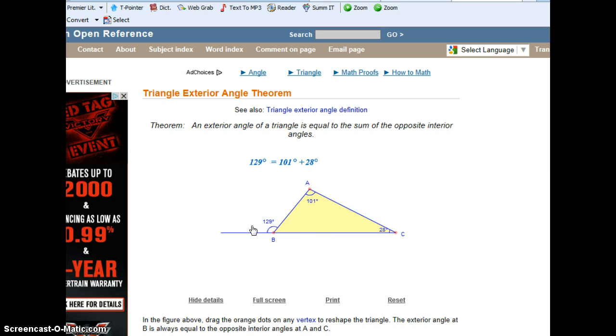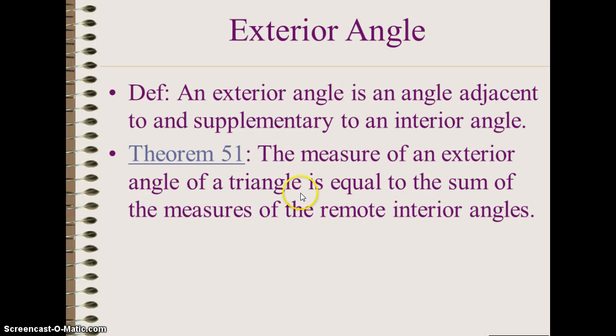So that relationship is true, that the remote interior angles add up to the exterior angle. And that's what the theorem says. The measure of an exterior angle is equal to the sum of the remote interior angles.